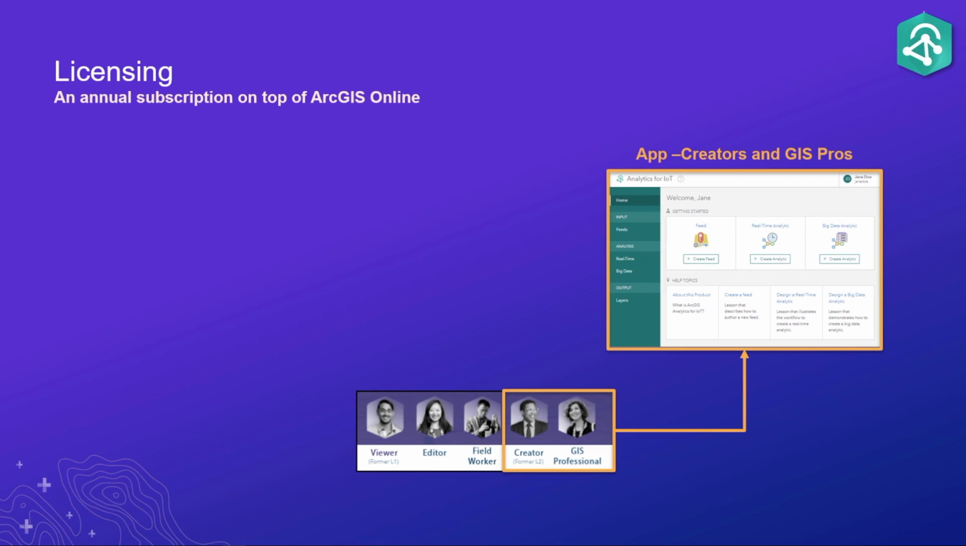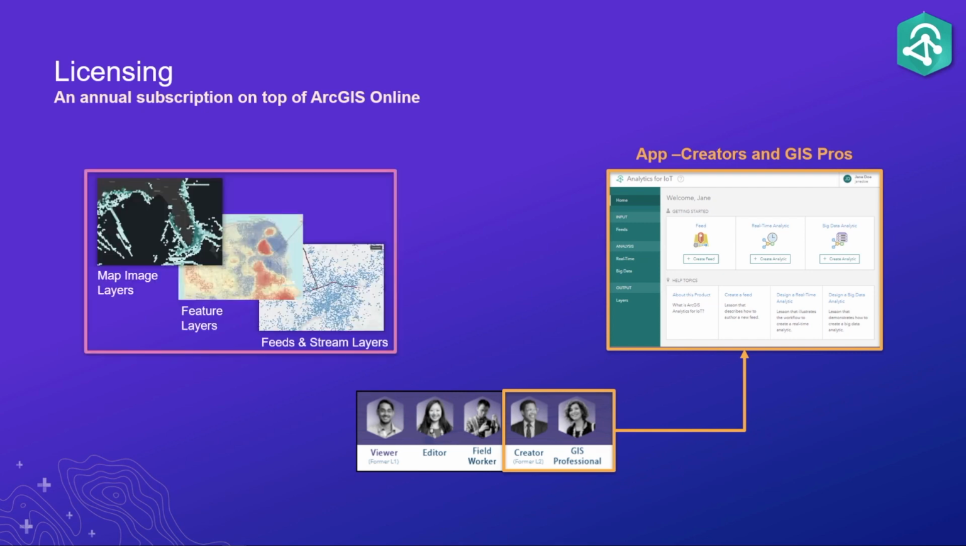So this application is available to any creator or GIS professional, but it is governed through privileges. So your administrator will have control over who can access Analytics for IoT and create these processes. Now, the analytics that these users author and run can generate different types of output products, like stream layers, feature layers, and map image layers. And these are available to all users in the organization to monitor, explore, and use in ArcGIS client apps.